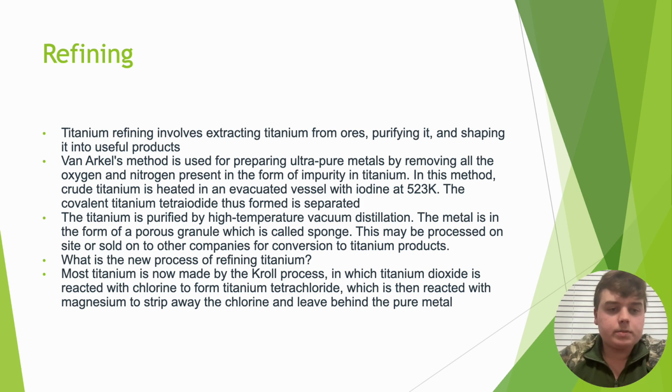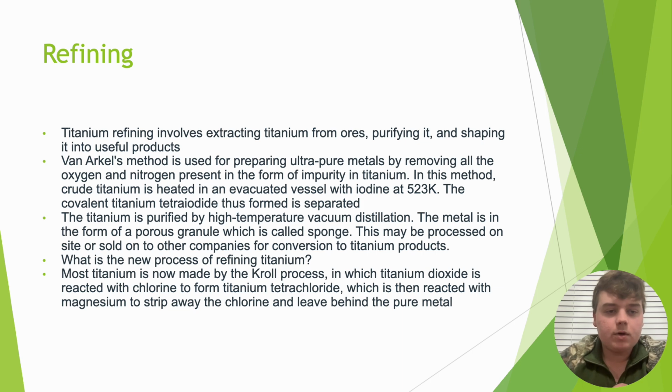The Van Arkel method is used for preparing ultra-pure metals by removing all the oxygen and nitrogen present in the form of impurity in titanium. In this method, crude titanium is heated in an evacuated vessel with iodine at 523 kelvins. The covalent titanium tetraiodide thus formed is separated. The titanium is purified by high-temperature vacuum distillation.